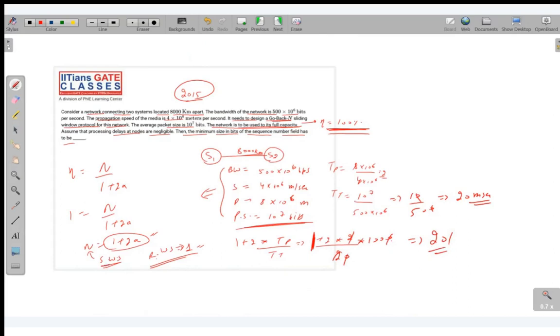So the sender window size is coming to be 201 and the receiver window size is 1. So for the available sequence numbers, I think you already remember.